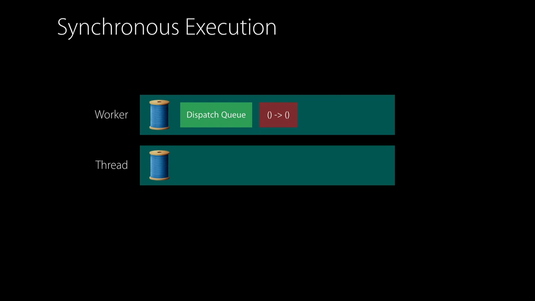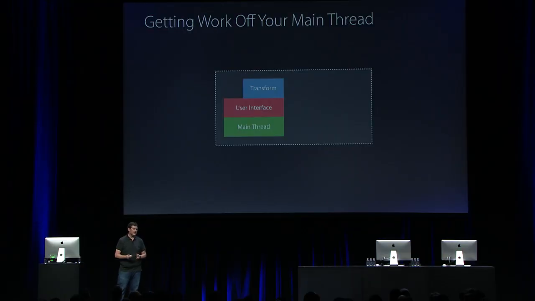It will continue to drain the rest of the items on that queue, and then also reclaim the thread that it was using. So now I've shown you how you actually submit work to dispatch. How do we use that to help us solve the problem we had earlier? Well, what we want to do is get the work off your main thread that's causing you to block your user interface. And we do that by taking the transform that we had on that main thread and running it on a different queue.